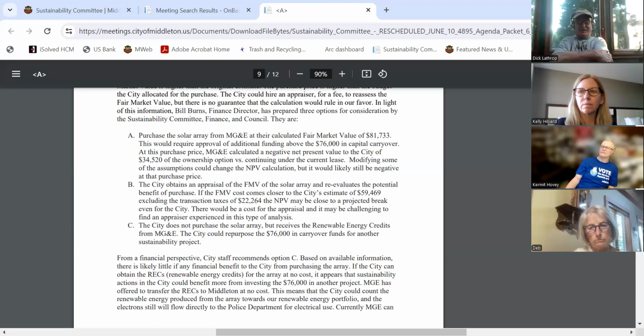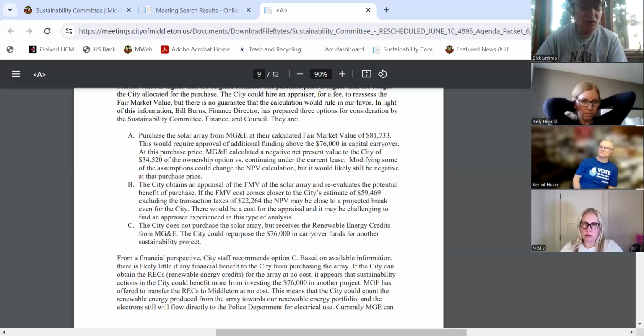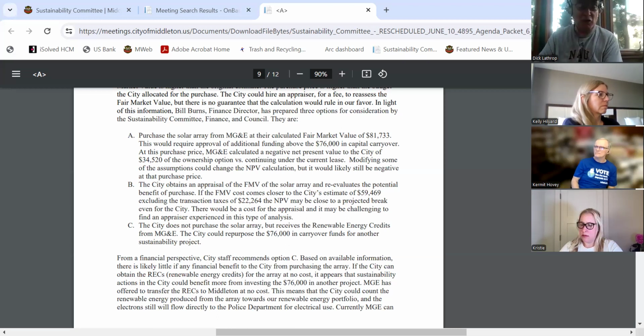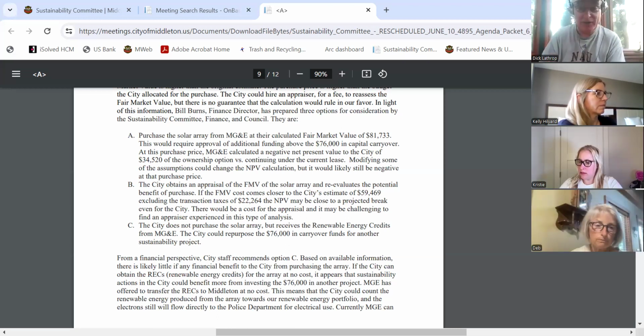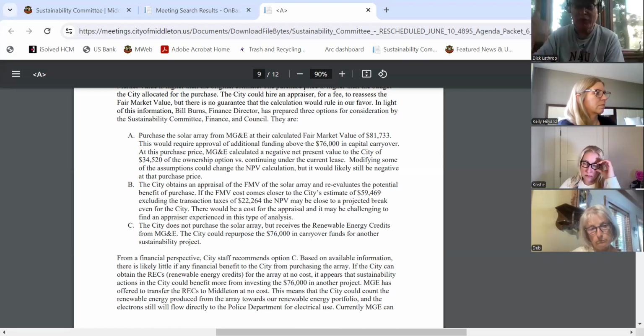You feel like it does not need a motion? Well, we were asked to vote on one of these three options, right? And we're choosing not to vote, and we would communicate back via Kelly and you that we need more information. We chose not to vote on one of the motions because we didn't have enough information, and we raised other questions like the payback.